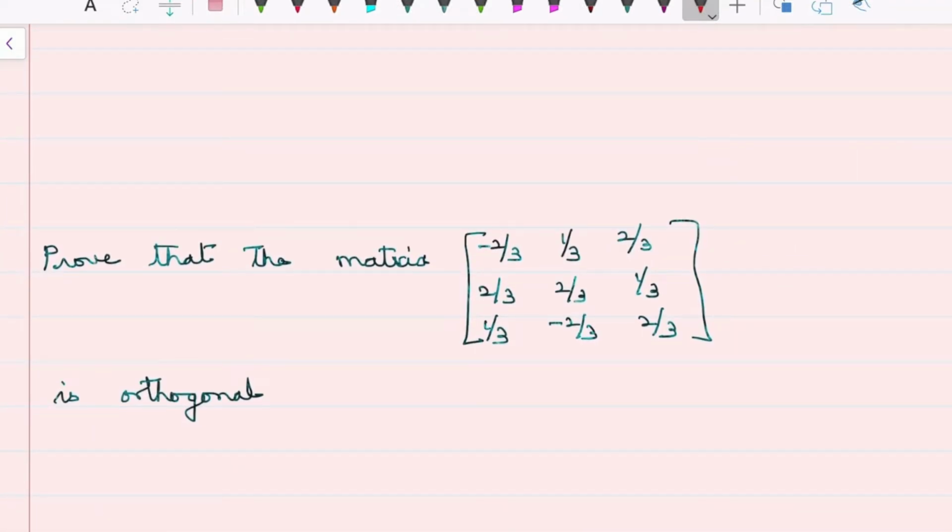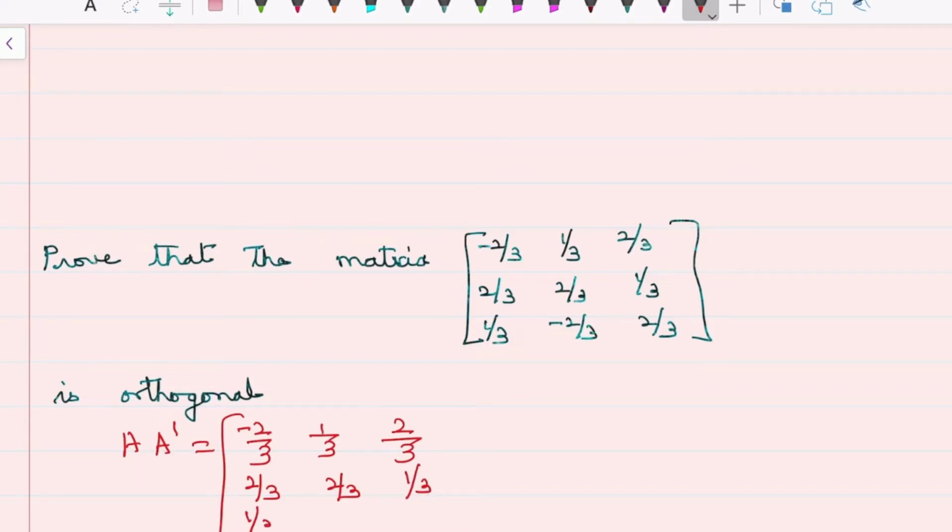Coming to the next question, prove that this matrix is orthogonal. Now, when do you say that a matrix is orthogonal? If A into A transpose is the identity matrix. So A into A transpose would give you, this is A, and multiplied by the transpose of A. So this will be minus 2 by 3, 2 by 3, 1 by 3.